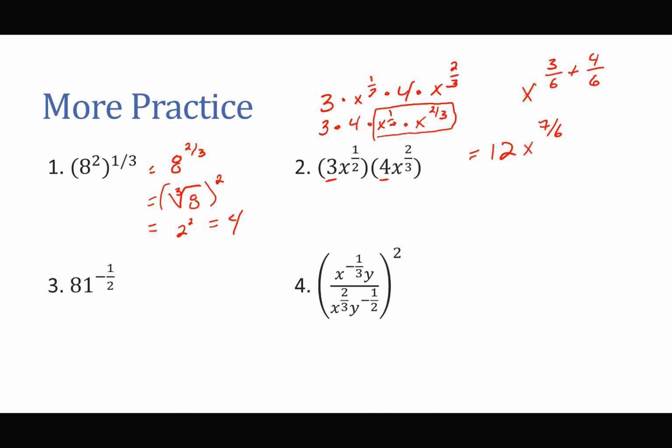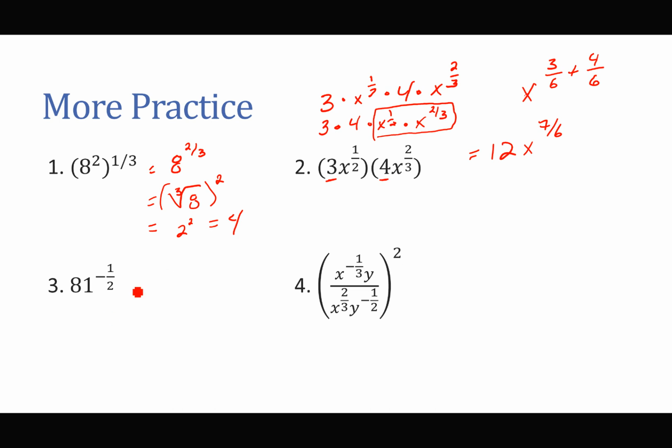So I'm going to tackle all of my numbers as coefficients and then tackle my exponents on the variables. And with multiplication, these all combine together nicely. If it was addition, which we practiced in the last concept, you're not going to combine exponents with addition. You can't combine 3x to the 1/2 plus 4x to the 2/3. It's like saying 3 apples plus 4 oranges. They're not the same.